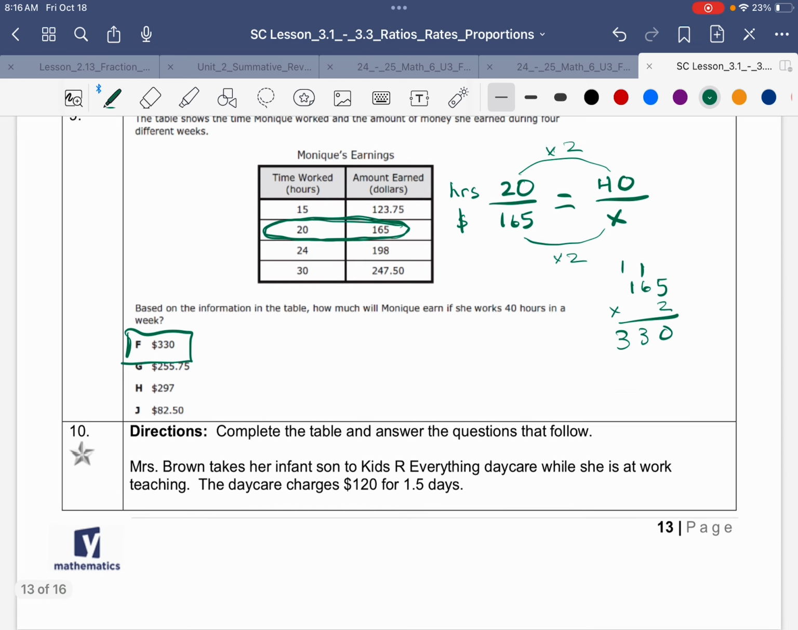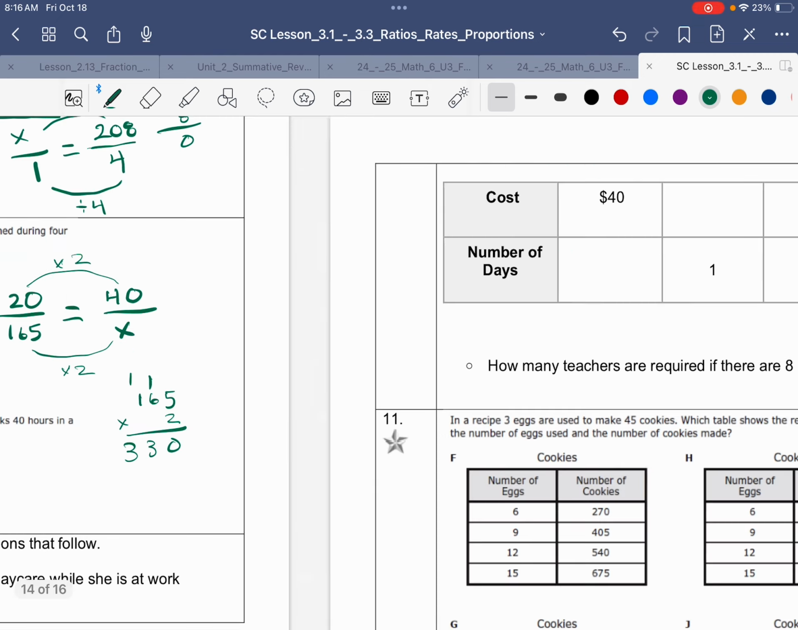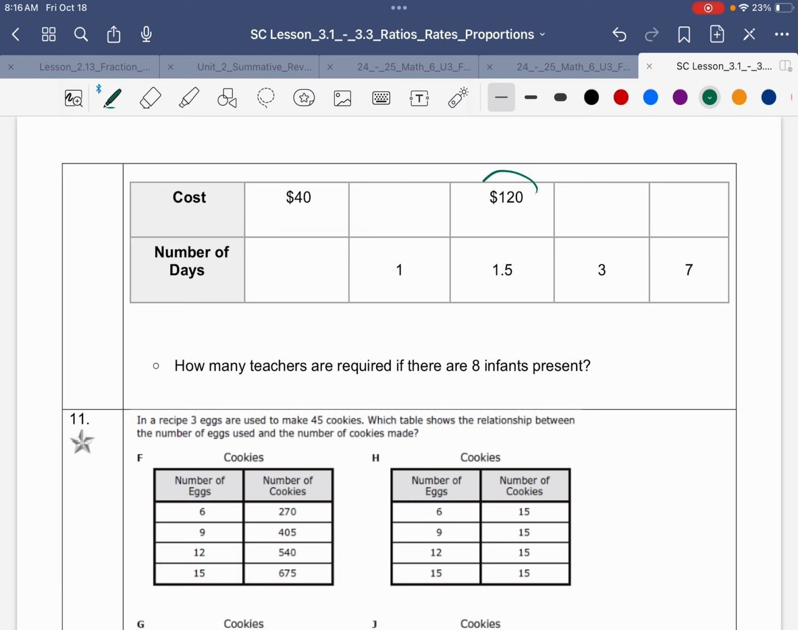All right, so complete the table and answer the questions that follow. Mrs. Brown takes her infant son to Kids Are Everything daycare while she is at work teaching. The daycare charges $120 for 1.5 days. So just remember that. And they told us right here, $120 for 1.5 days. So we're trying to fill in the rest of these blanks. So I can automatically look at this and know that from 1.5 to here, that's times 2, okay? So if I do the same here, times 2, that gives me 240, okay?